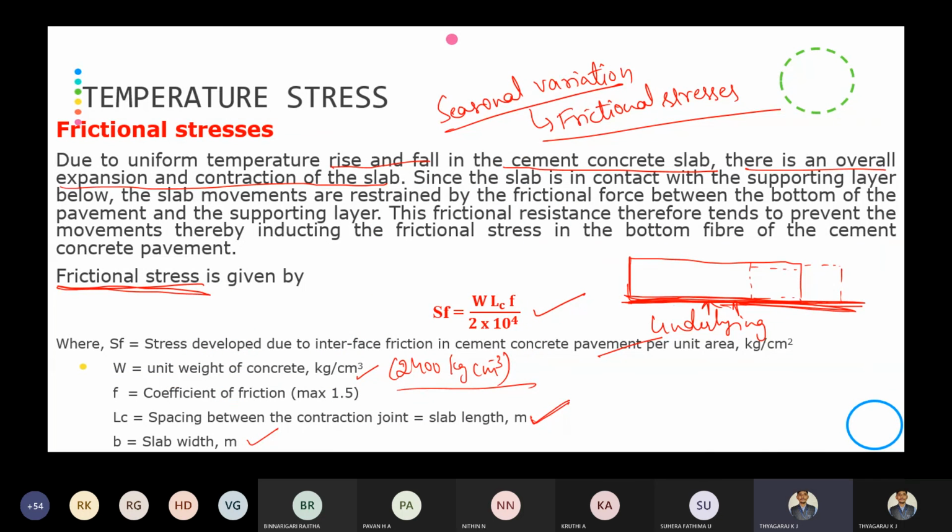Then come the frictional stresses because of expansion and contraction of the cement concrete slab due to the seasonal variation. Friction is going to develop between the slab and the existing layer, which will create frictional stresses. The frictional stress is given by this equation.